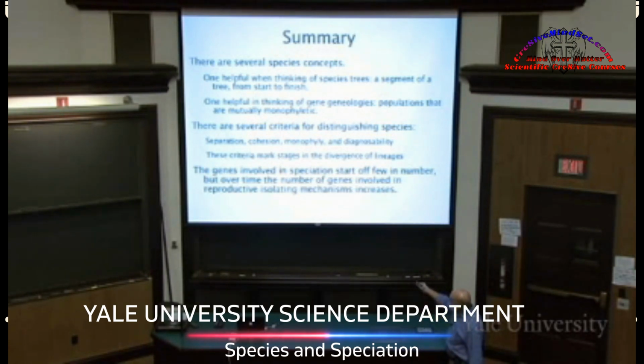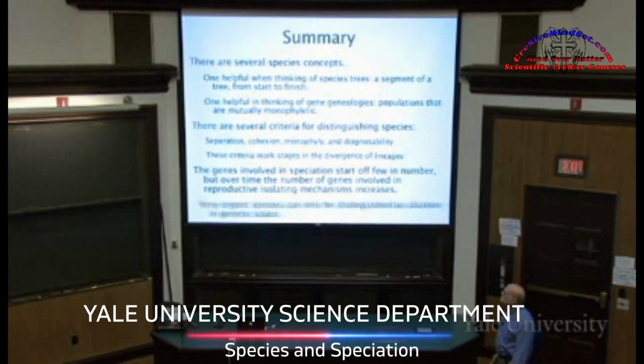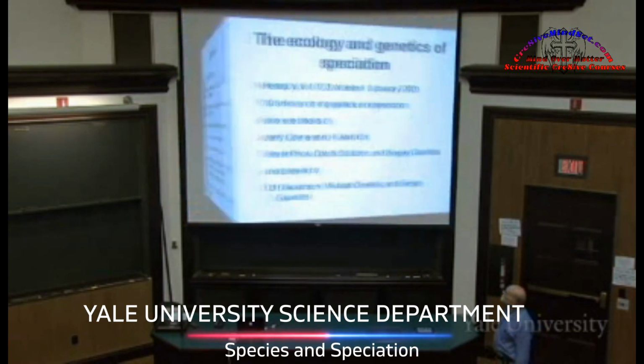The genes that are involved in speciation start off few in number. You might only need to be influencing some aspect of hybrid inviability or some aspect of mate choice and behavior, perhaps just changing the frequency of wing fluttering or something like that. But then, over time, the number of genes involved increase, and other kinds of reproductive isolation mechanisms evolve. And then there are these very cryptic species that can only be distinguished as clusters in genetic space.